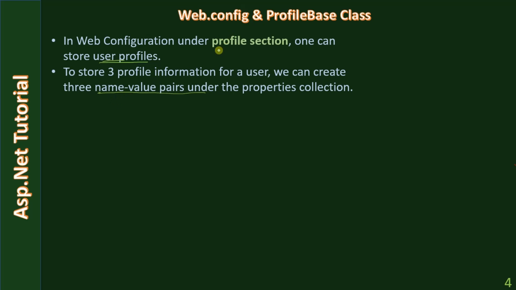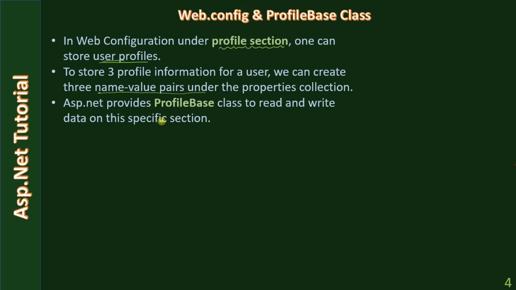Right? So one is we need a profile section. In the web configuration under the profile section, one can store the user profiles. To store 3 profile information, we need 3 name value pairs.